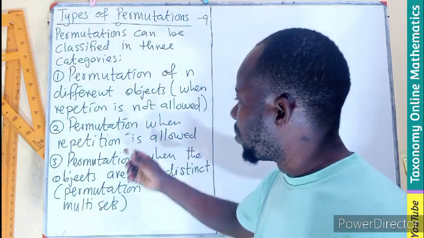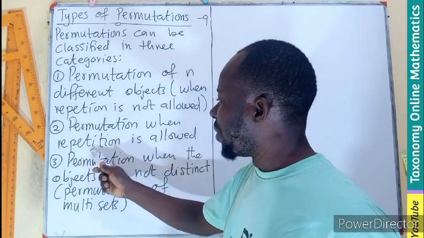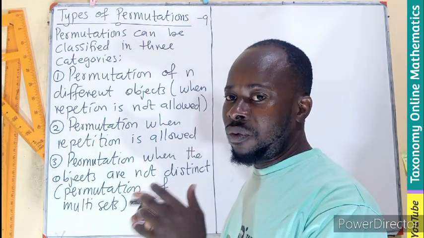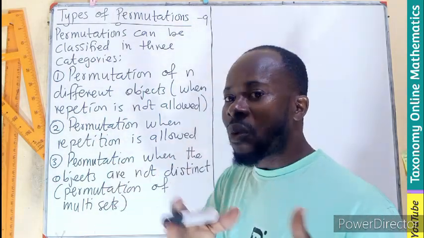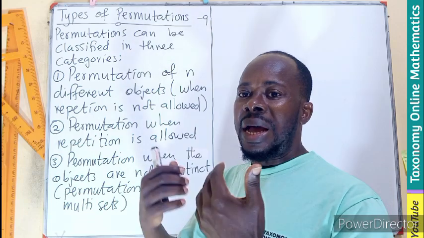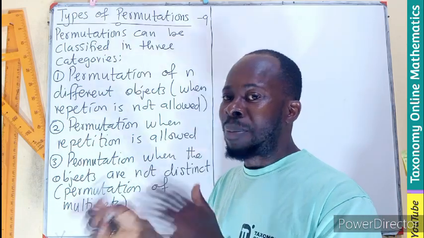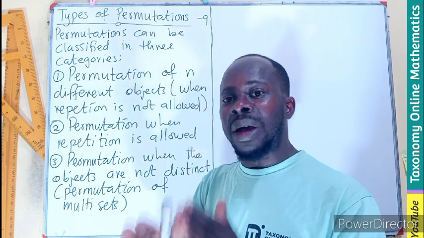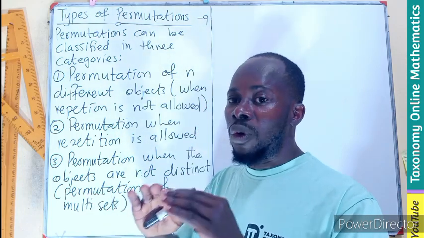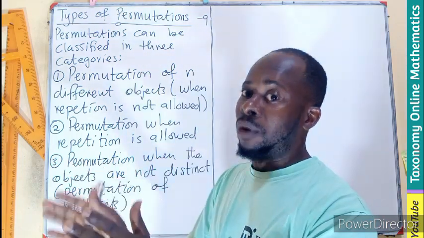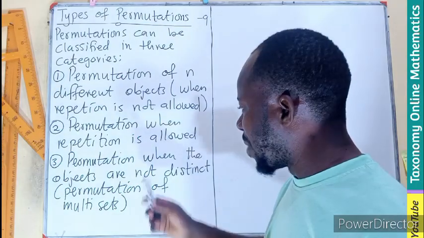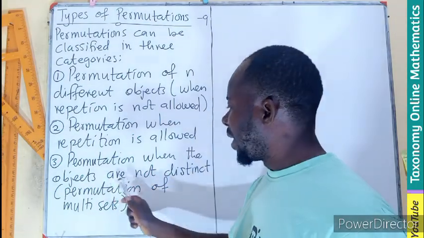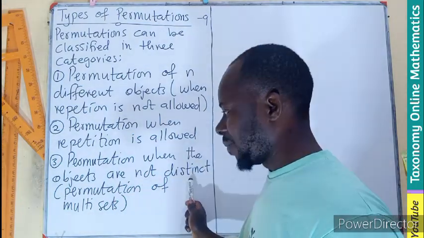Then number 2, permutation where repetition is allowed. So far, we have not dealt with any question where repetition is allowed, apart from the sense where we have it under the fundamental principle of counting, with no formula pattern being developed. Then number 3, permutation when the objects are not distinct.